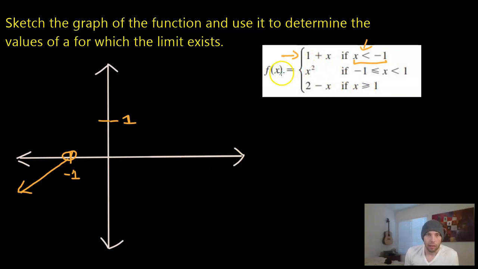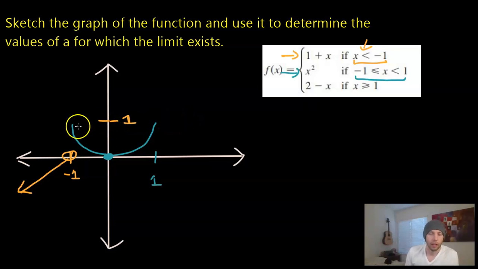Next, we look at this parabola. It's x squared, right? And so this is going to go from -1 up to 1. Notice the -1 is inclusive and the 1 is non-inclusive. So we say, okay, this is our 1, right? And we know how to draw a parabola. This vertex starts at 0, 0, right? It's going to go up like that, and it's going to go up like that.